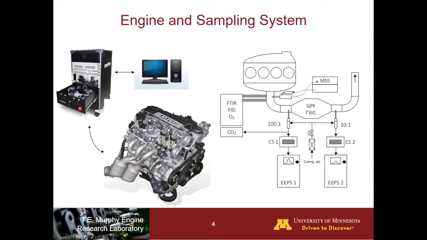So the CS1 and CS2 are catalytic strippers, and the catalytic strippers remove any volatile or semi-volatile materials, so that the particle size distributions measured by the EEPS are just solid particles. And the tandem EEPS upstream and downstream of the GPF allow us to measure real-time size-resolved filtration efficiency.